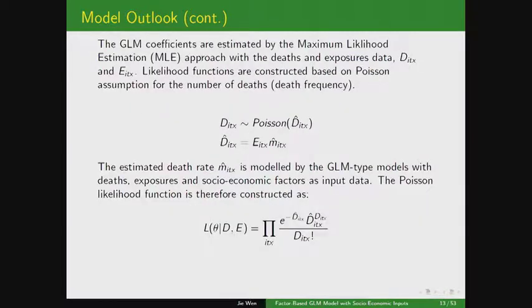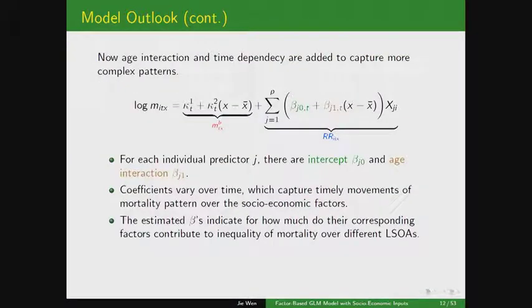Oh, and by the way, the estimated betas here can indicate how much the corresponding factors contribute to the inequality of mortality over different LSOAs at each individual year. So we are able to see the pattern over time.